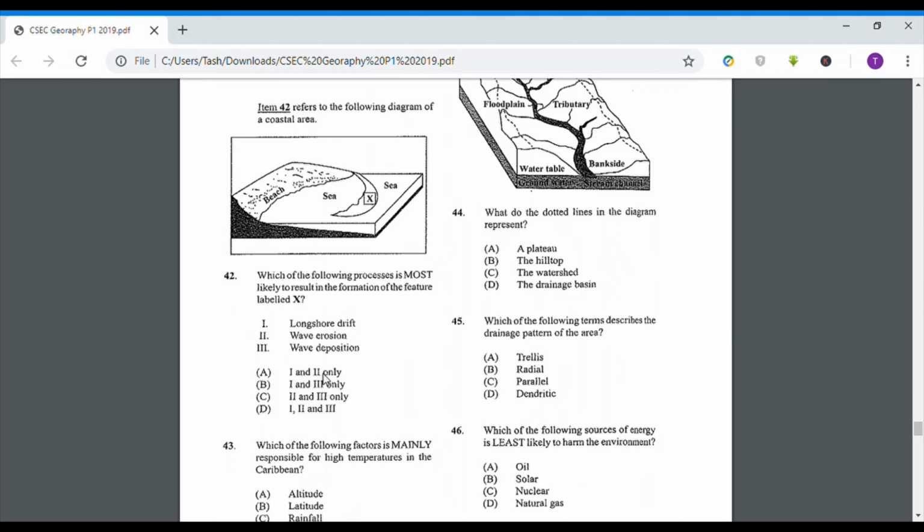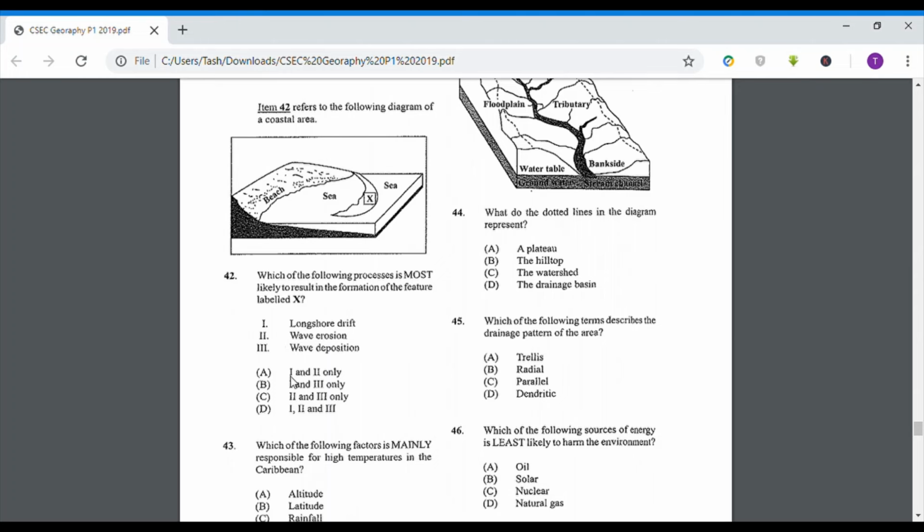Item 42 refers to the following diagram of a coastal area. So we are seeing this feature here, which they're asking us to look at, letter X. The question says, which of the following processes is most likely to result in the formation of the feature labeled X? This feature is created as a result of accumulation of sand. So this accumulation of sand here, accumulation means a buildup. So it means we are depositing. We cannot possibly be eroding, which means we're taking away. So the answer that we are going to write cannot possibly have 2 in there.